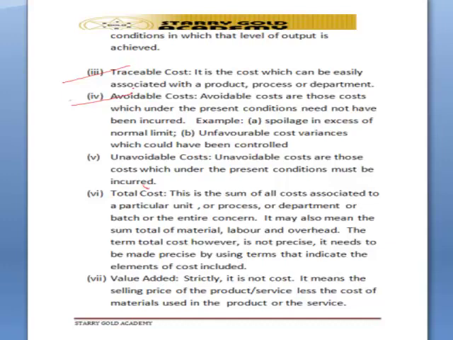Total cost is the sum of all costs associated with a product unit, process, department, batch or even the entire consignment. It may also mean the sum total of material, labor and overhead. The term total cost, however, is not precise. It needs to be made precise by using a term that indicates the elements of cost included. So that is what we mean by total cost. For simple purposes, TC equals TFC, total fixed cost, plus TVC, total variable cost.